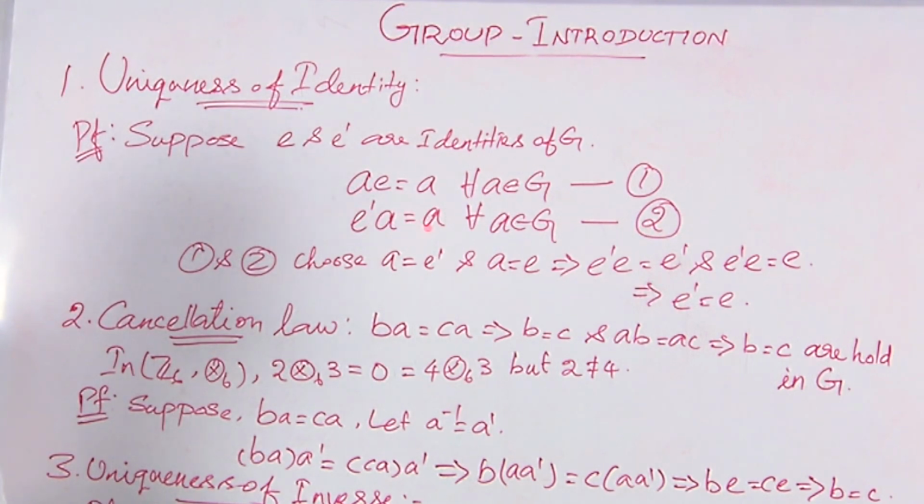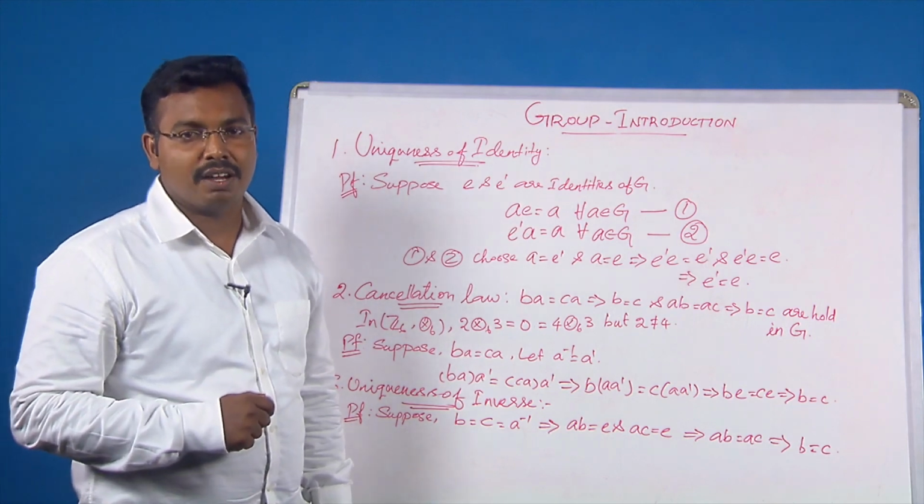Now, these two equations are true for all A, which means in particular equation 1 is true for E prime also. Therefore, I can choose A as E prime, which gives E prime into E equal to E prime. Next, equation 2 is true for all A, which means it is also true for E, therefore, I choose A as E. Therefore, E prime into E equal to E. Now, combine these two equations: the left hand sides are both E prime into E, therefore, the right hand sides are equal, which means E prime equal to E. Therefore, these are not two different identities, both of them are the same. Hence, the identity of a group is always unique.